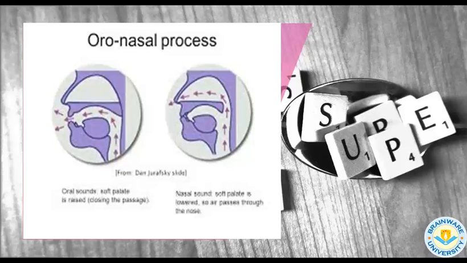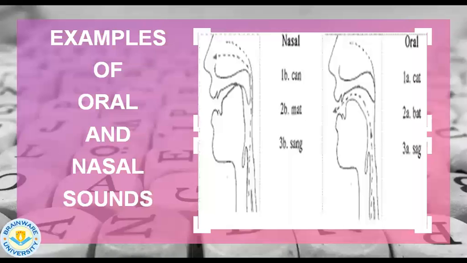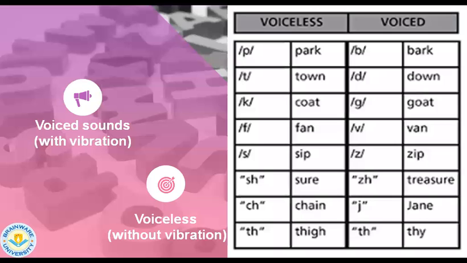Now, see, there are some examples I have also given of nasal sounds and oral sounds. In the word can, the last syllable, na, is the nasal sound. In case of mat, ma is the nasal sound. And in case of sang, the ng, ang, is the nasal sound. And oral sounds, you know, the sounds which are produced by your mouth: cat, bat, sack, these are the oral sounds.